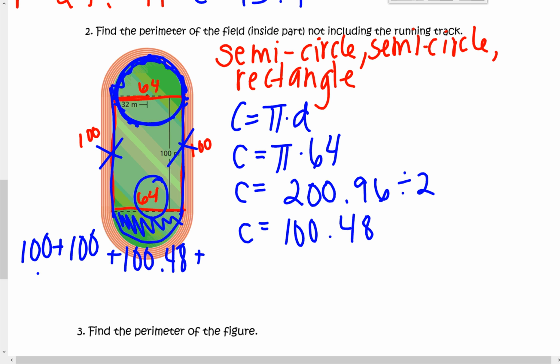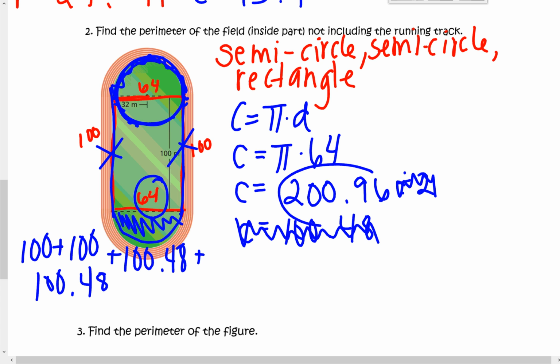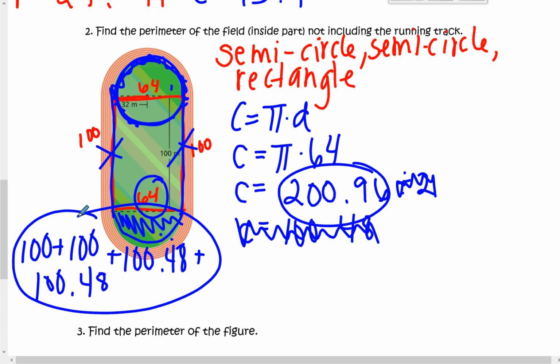100.48 plus 100.48. Or we could have not done this last step, not divided by 2, since we're going to notice that 100.48 plus 100.48 is this 200.96, since we have both pieces of the circle in the picture. So now we're going to add these values up together to get that perimeter.